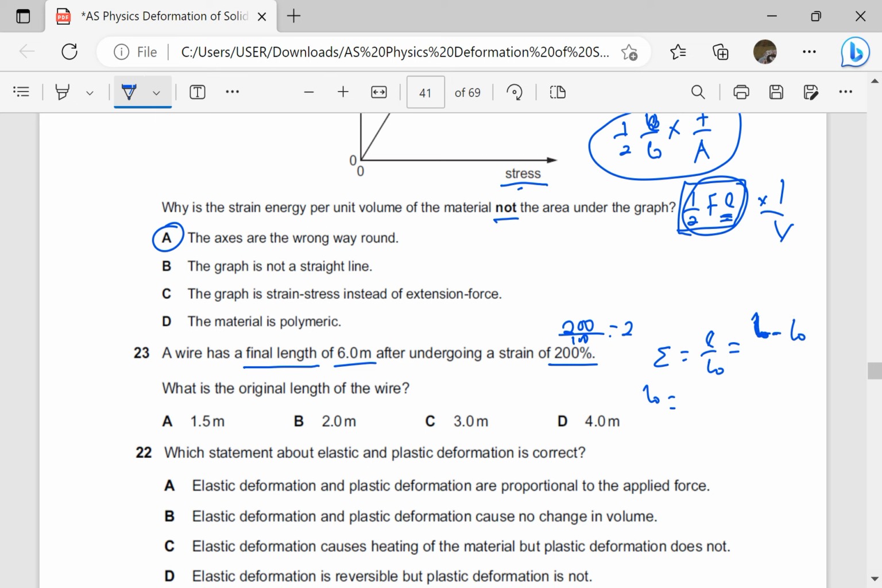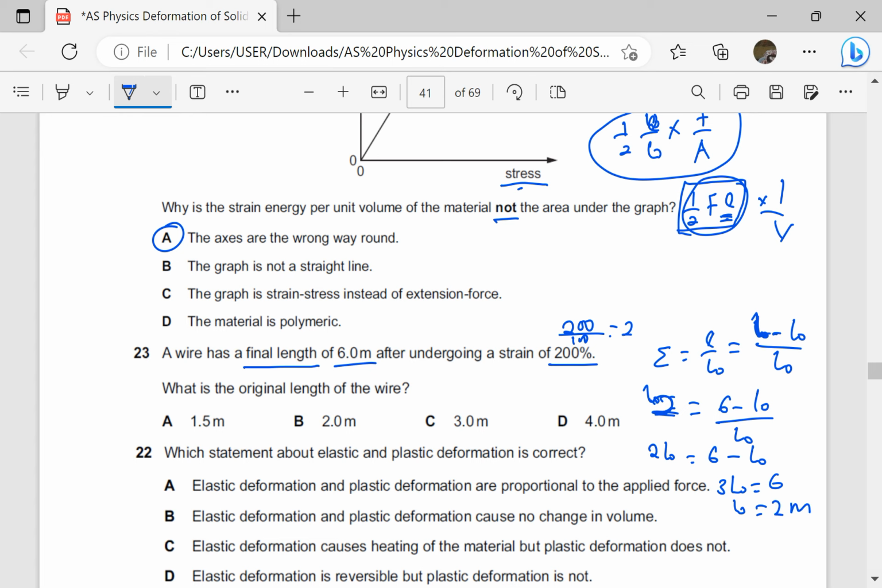So we want to find the original length. I will simply say strain, which is 2, is going to be equal to the final length, which is 6, minus the original length, L naught, divided by L naught. So twice L naught is equal to 6 minus L naught. So 3 L naught is equal to 6, which makes L naught equal to 2 meters.